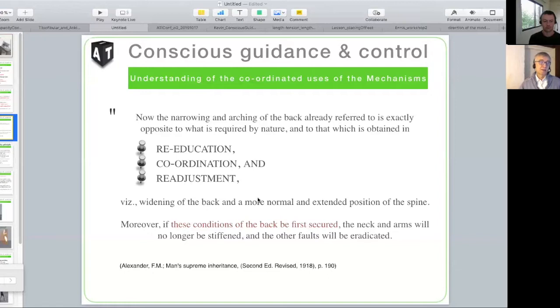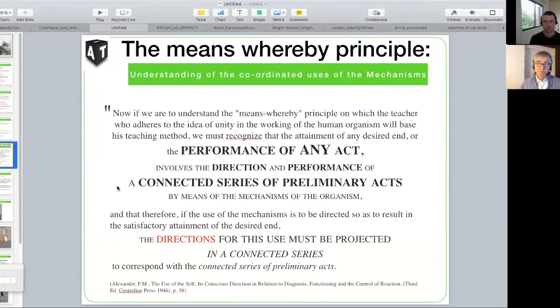It's absolutely necessary to go into more details, and here we have the first idea that is behind conscious guidance and control: there is what we call the means whereby principle, which is a very complex subject. I will go in depth into that, but for the moment, I just want to take the surface of that principle. The surface of the principle is that the performance of any act, so I will show you an act that is involving the whole self.